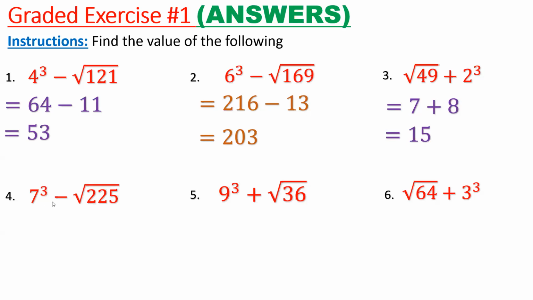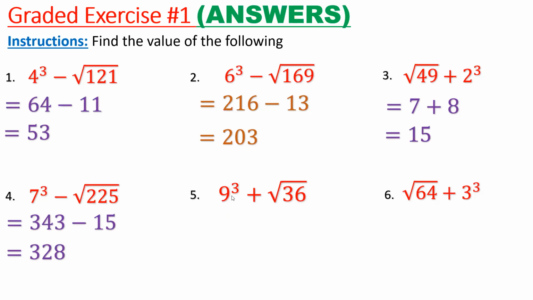Next, we have 7 cubed. What is 7 cubed? 343. Very good. And the square root of 225 is going to be? 15. So 343 minus 15 is? 328. That's correct. Good. Anyone got number 4 right? Yes, sir. Very good. I did. Very good.